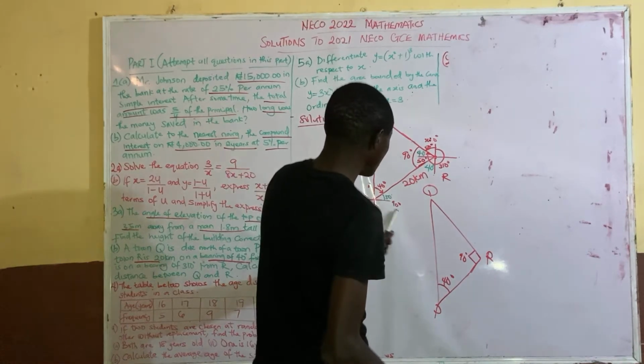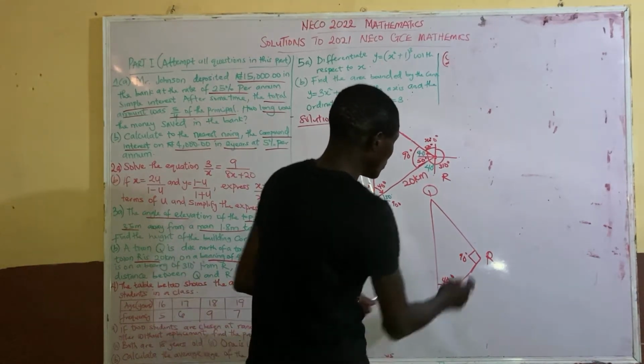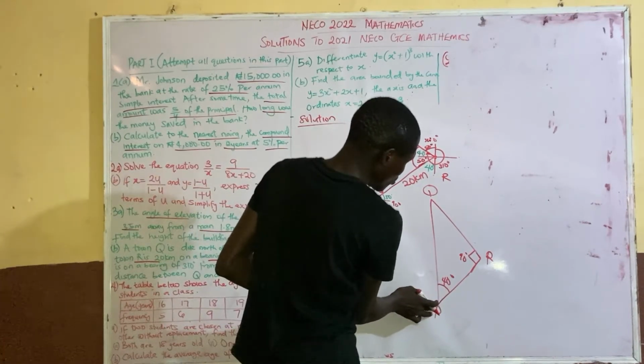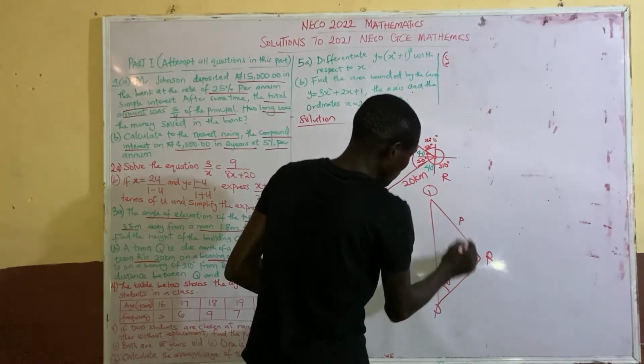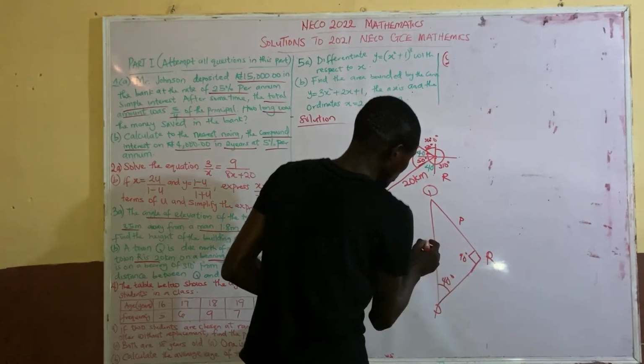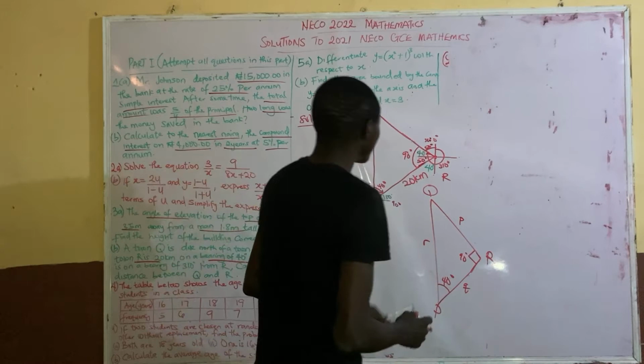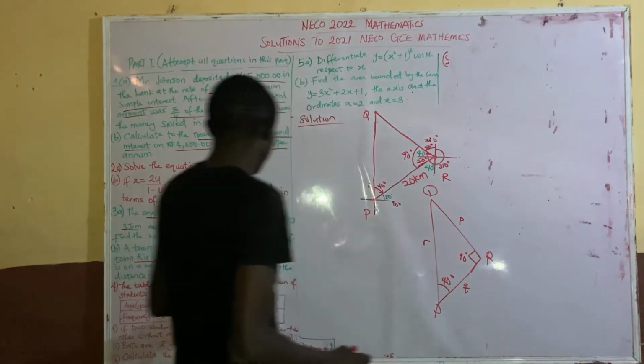So this one is 40 degrees. Then the side that faces this angle P will be small letter p. The side that faces this one, small letter r, and this side is q. Now, we are asked to calculate the distance.